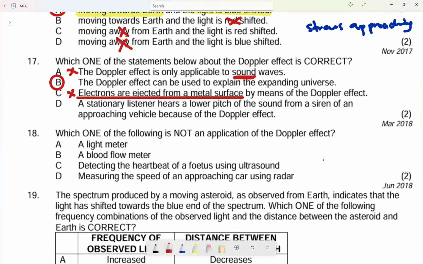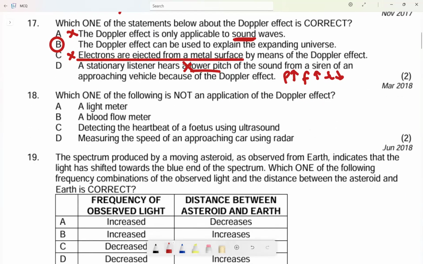A stationary listener hears a low pitch from a siren approaching. No, the pitch will be higher. Remember, the pitch will be higher, the frequency will be higher, and the wavelength will be lower. So a stationary listener hearing a lower pitch is very, very incorrect. So the most correct answer is B.